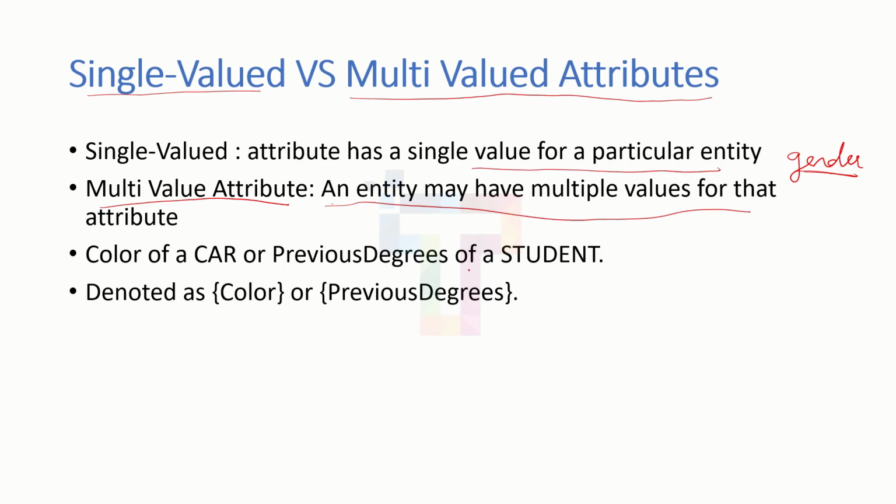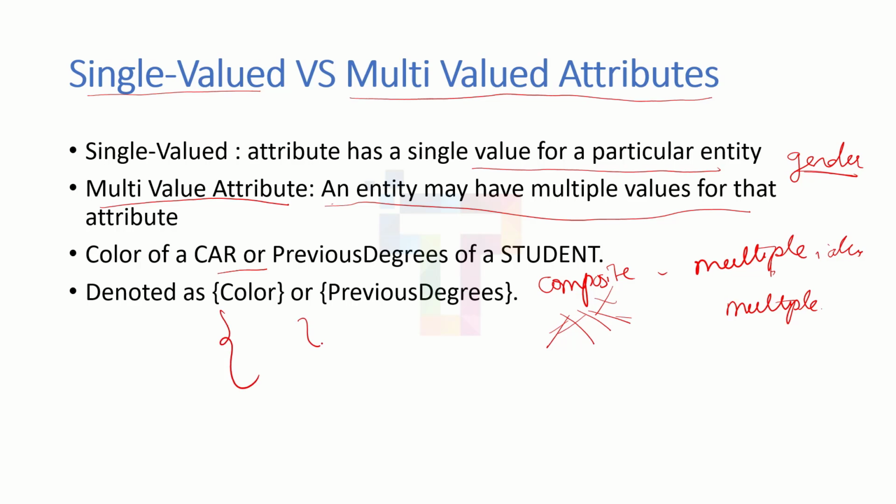Don't get confused between composite and multi-valued attributes. Multi-valued is one which has multiple values in it. Composite is where we are dividing a single attribute. See here, multi-valued: color of a car. Color can be anything, right? It can be red, blue, black, white, etc. But address, we are dividing into multiple parts. That is composite. I hope it is clear what is multi-valued and composite. These two are different from each other. And how do we denote a multi-valued attribute? By flower brackets.